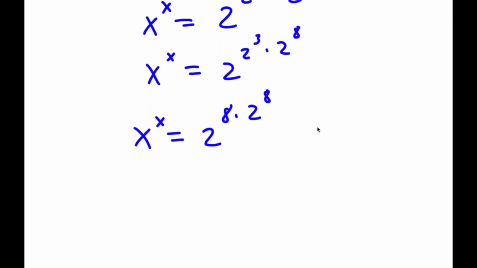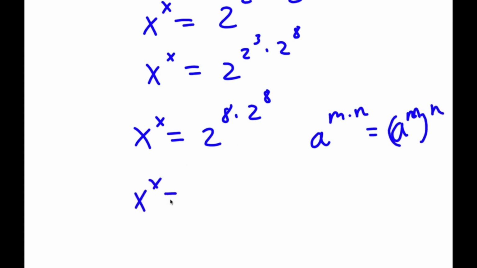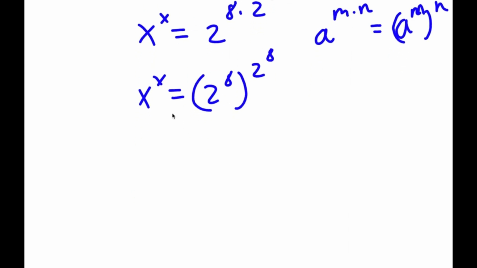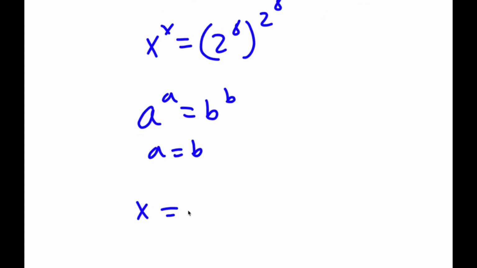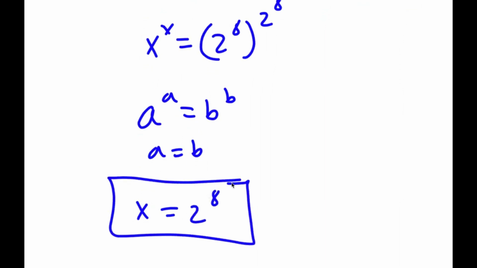And now, if I have something in the form a to the power of m times n, this is simply equal to a to the power of m to the power of n. So in this case, this can equal 2 to the power of 8 to the power of 2 to the power of 8. Now, if I have something in the form a to the power of a is equal to b to the power of b, then this means that a equals b. So in this case, x is equal to 2 to the power of 8. So this is my answer to this problem.